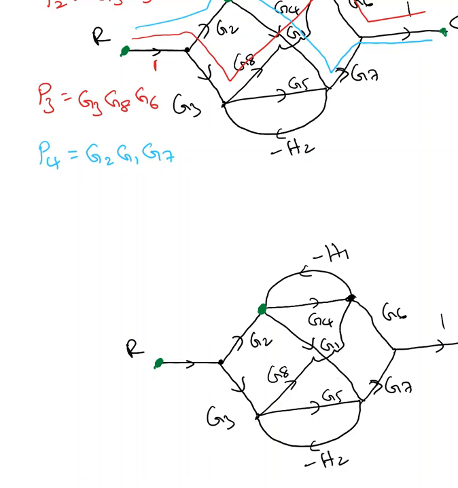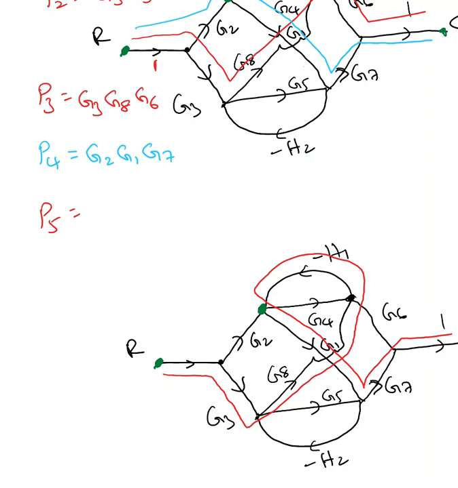Path 5 equals, I'm going to go over, okay, here it is, R, Z3, Z8, minus H1 and then G1, G7, 1. So in this path, I'm not going through any node more than once. Okay, and H1, that's a feedback path.